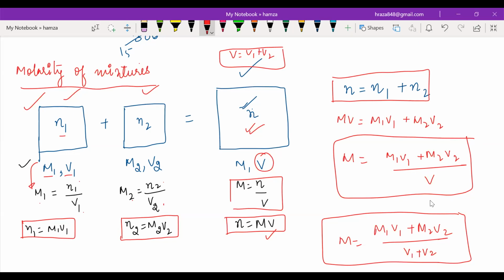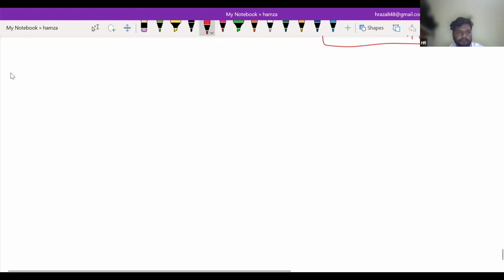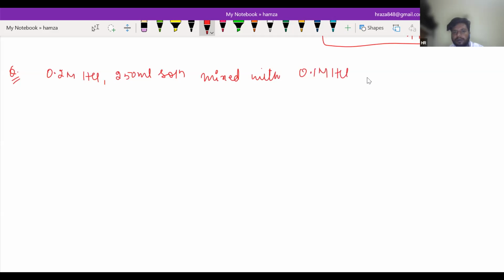Okay, sir. Done. I'm going to give you a question on this topic. 0.2 M HCl, 250 ml solution, mixed with 0.1 M HCl, 125 ml solution. Calculate the new molarity.